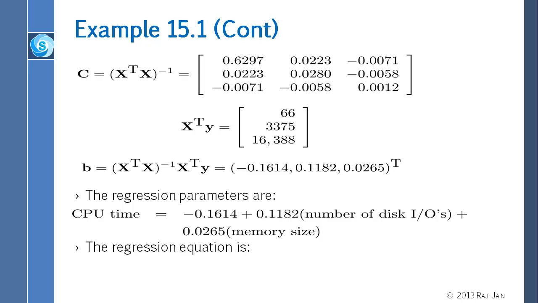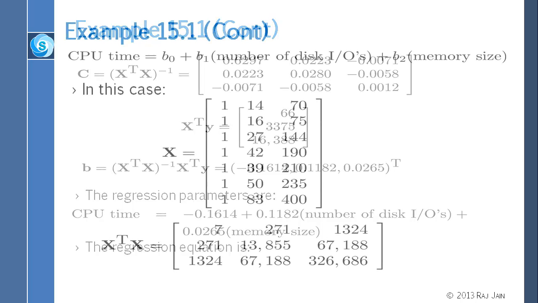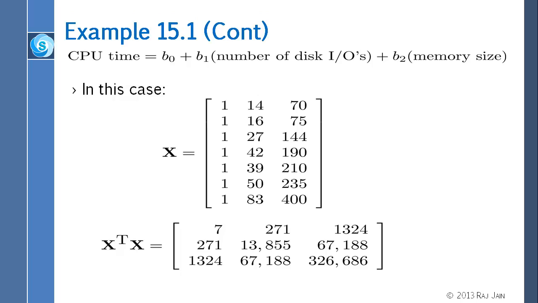And so the b value, the formula is in the book, so I didn't put the formula in the slide here. So anyway, if you look in the book, you will find that the regression parameters are x transpose x inverse times x transpose y. So we calculated this part first, we did the inverse, and then we calculated this part, and then we multiplied these two to get this vector. And therefore the regression equation is simply CPU time is b0 plus b1 times x1 plus b2 times x2.